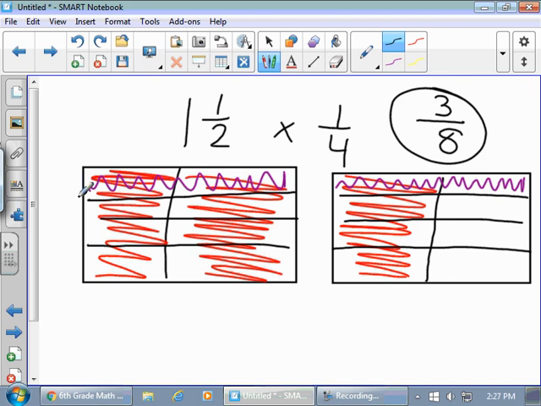Everybody good on multiplying? Okay, now we're going to start dividing.